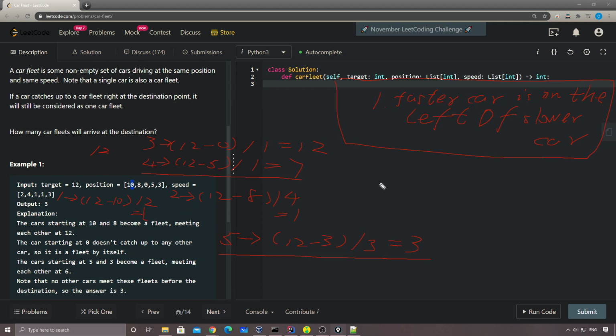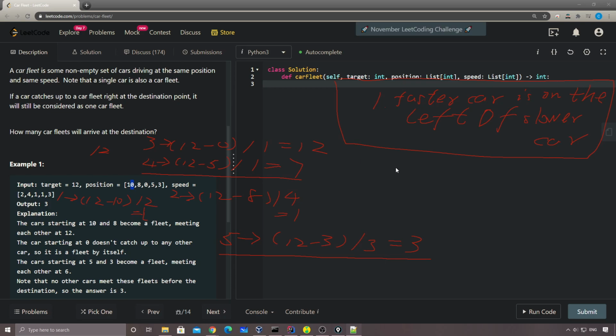And as long as we can see a car, the current car, whose arrival time is smaller than the previous car, then we know, okay, we have found a fleet. Which means that we can simply ignore the current car, right? Because it will be merged with the previous car.